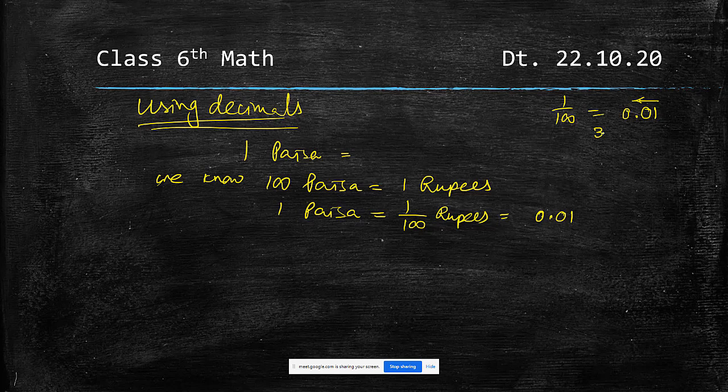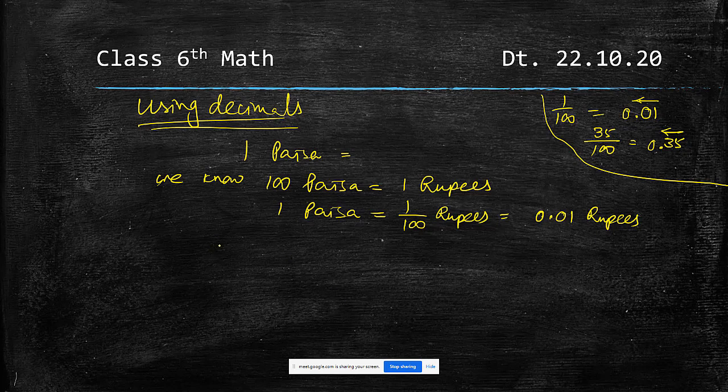Okay, suppose 35 by 100. Then how can we write? We will write 35, this numerator. Then from the right hand side, after 2 digits, we will put the decimal sign. So the answer is 0.35. Okay. So similarly, 1 paisa equals 1 by 100 rupees equals 0.01 rupees.